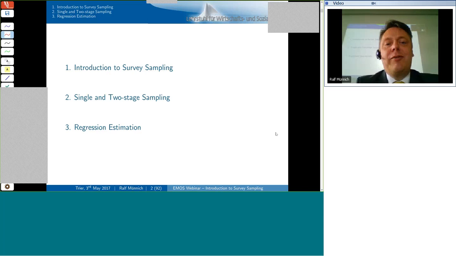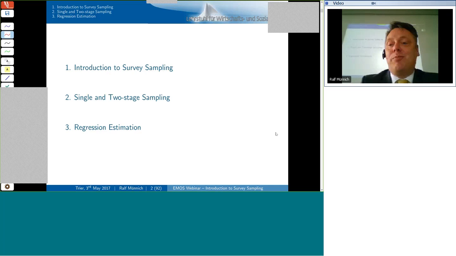After the basic introduction, we will tackle a little bit single and two-stage sampling schemes that I think is one of the most important parts in survey practice. Most of the household surveys are somehow multi-stage sampling designs. Multi-stage means just that there's a little bit more than 2 stages, but sometimes you can put them together. And finally, today, we will tackle also regression estimation.